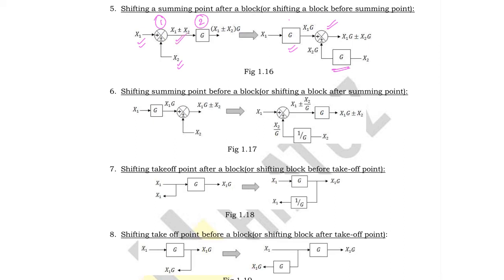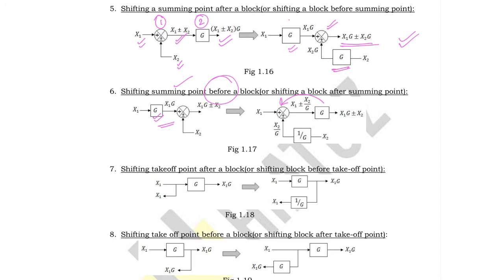The output of the summing point is x1 plus or minus x2, and here you are getting (x1 plus or minus x2) into G. And here also you are getting the same output. So this is how you can shift a summing point, which is before a block, to after the block. Now similarly, if you want to shift the summing point before a block, so here you can see that it is after this block, you can shift it before like this.